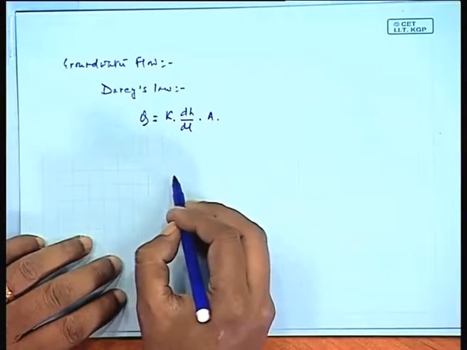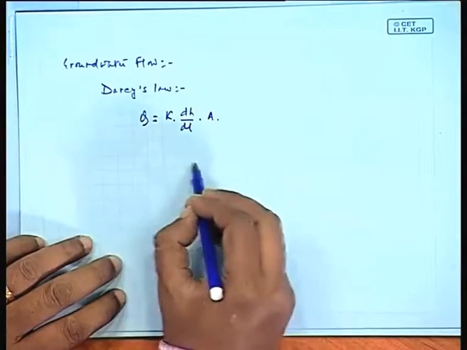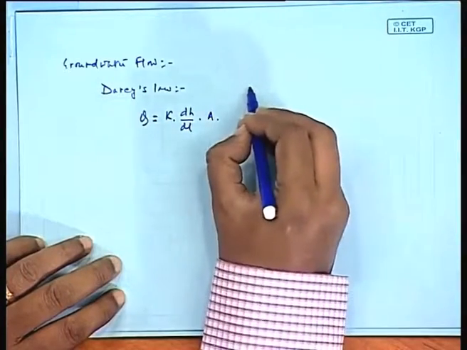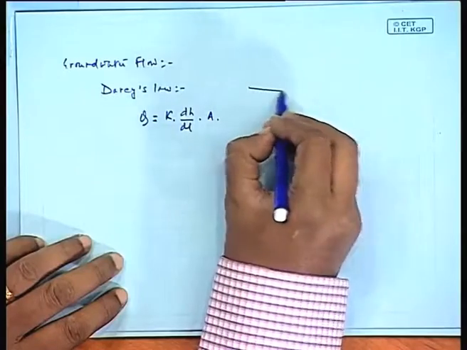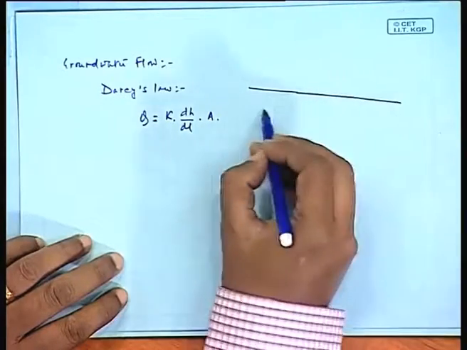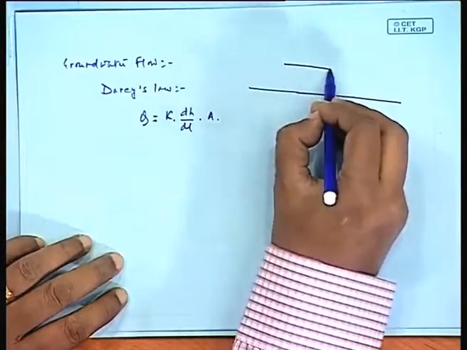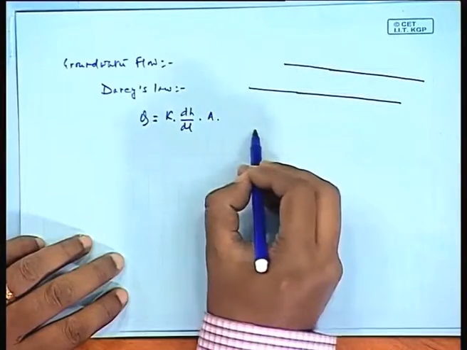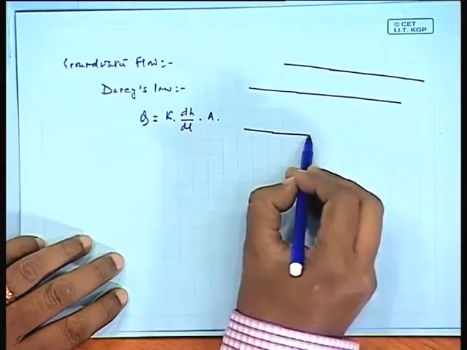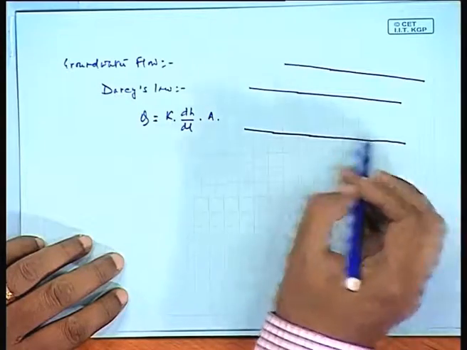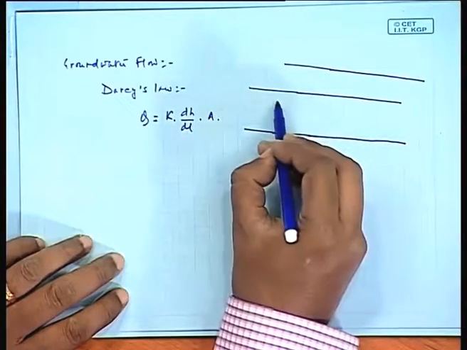Let me explain this here. If we just try to observe this pictorially, suppose this is a groundwater block that can be represented like this.